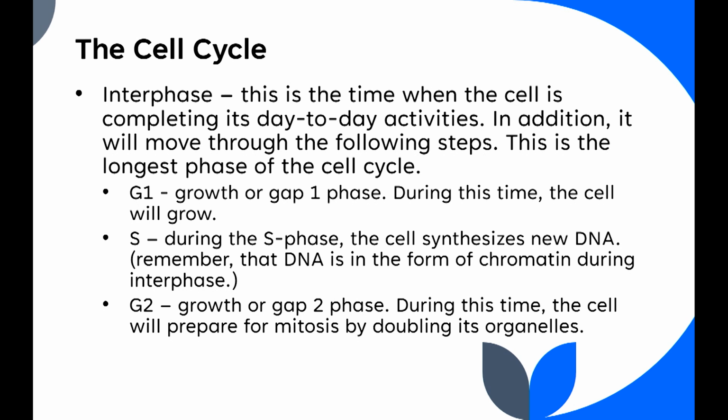into three smaller categories. The first part of interphase is known as the G1 phase, and that G stands for growth or gap. And what's really happening here is that the cell is just growing. At this point, the cell had just divided, so it's very small, and it's just going to spend this time getting larger and larger, okay?